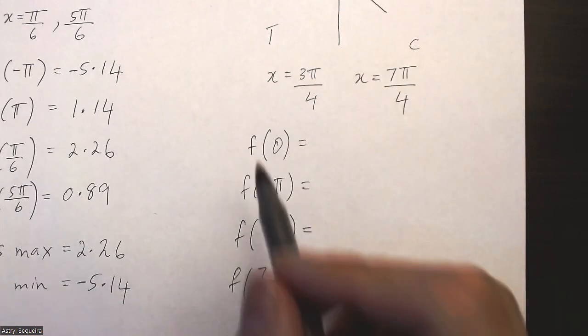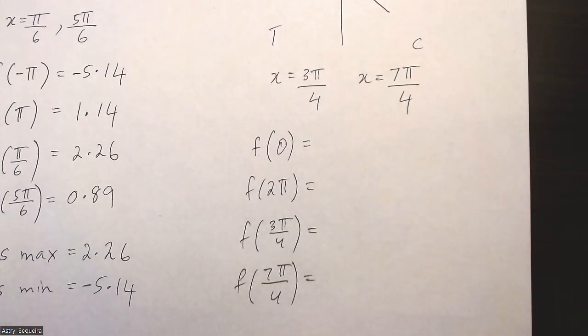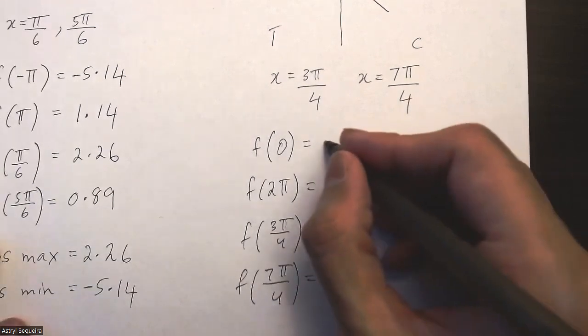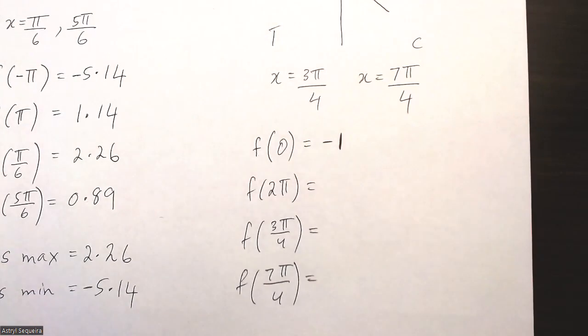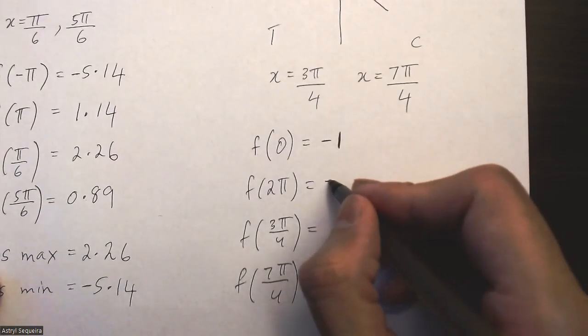Let's start with the endpoint, putting 0 in the calculator. Sine 0 minus cos 0. Pretty easy to do this mentally as well. Just going to rely on the calculator. -1. 2 pi is also -1.